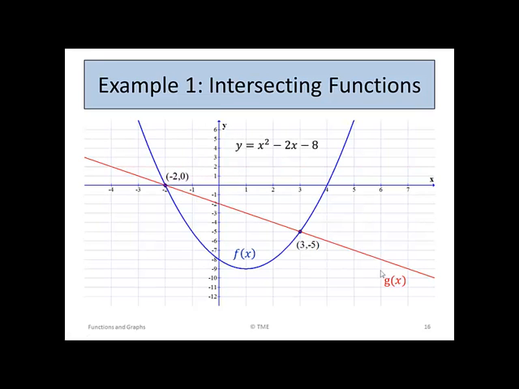And if we were drawing the function, this is what we would get. We would see that f(x), the blue graph, would be x squared minus 2x minus 8, and g(x) would be the red graph. And we can see here that at minus 2, 0 and at 3, minus 5, both of those functions intersect.